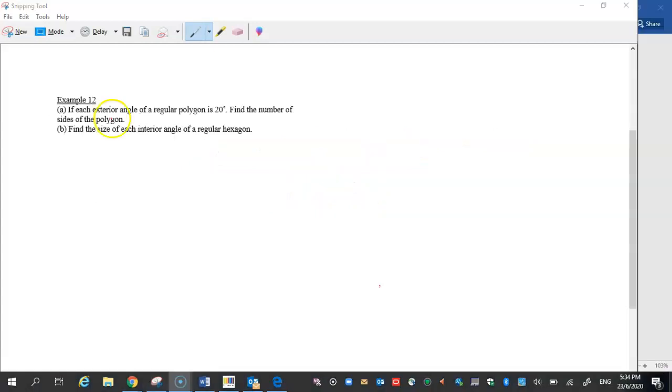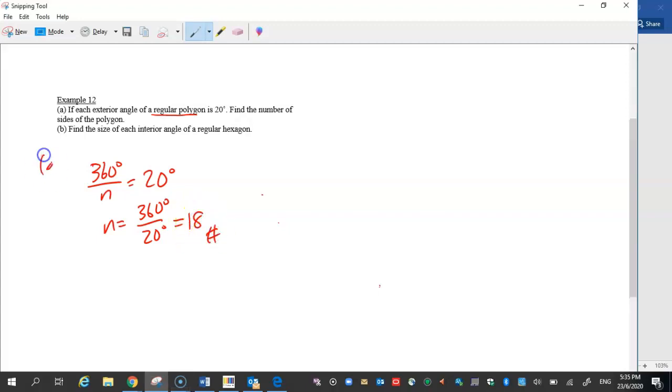Okay, we now come to example 12. If each exterior angle of a regular polygon is 20 degrees, find the number of sides of the polygon. So notice that we are looking at a regular polygon, and one exterior angle of a regular polygon is given by 360 degrees divided by n. In this case, this equals 20 degrees. Therefore, to find n, we can simply use cross multiplication. So n is 360 degrees over 20 degrees, which equals 18. Alright, this is for part A.